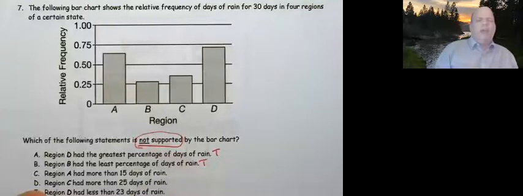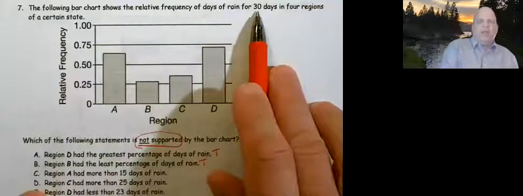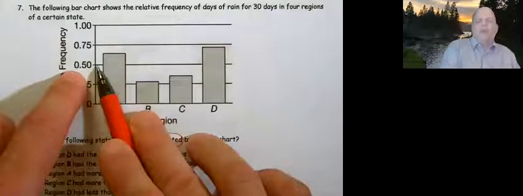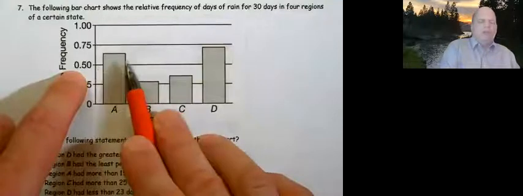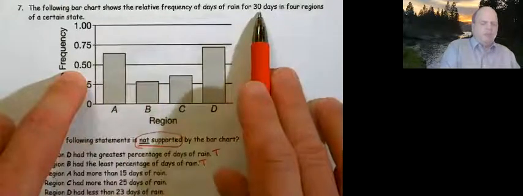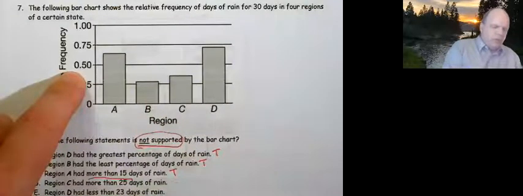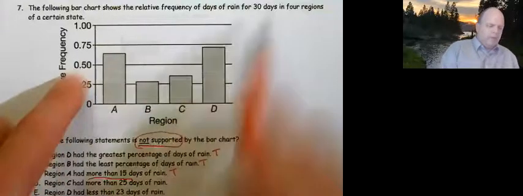Region A had more than 15 days of rain. Well, half of 30 is 15, and by the way, I'm just saying that because we know it's over 50%. We know region A had over 50% of the time it rained. And so 50% of 30 is 15. So yeah, they definitely had more than 15 days. So that's also true. Now it was just going greater than 50%.